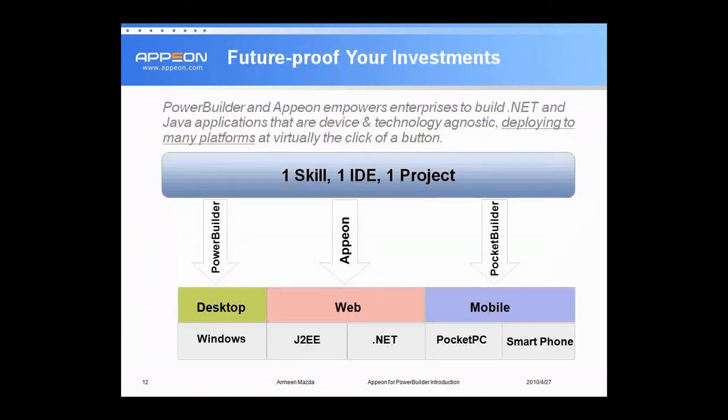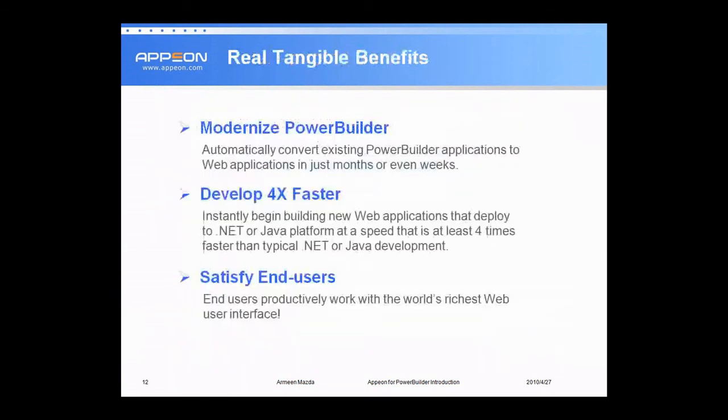By using Appeon together with PowerBuilder technologies, you'll be able to future-proof your existing application and your skills. You'll be able to deploy to a desktop Windows environment with PowerBuilder if you're looking to do a client-server deployment. With Appeon, we can take you to the web, Java, or .NET, and PocketBuilder allows you to transition and leverage your existing skills as well as some of your existing code to go into a mobile environment.